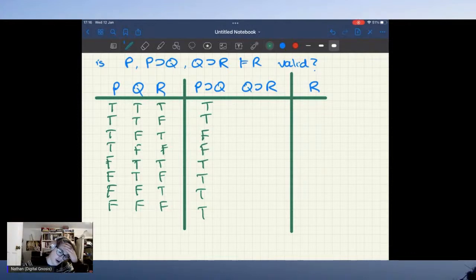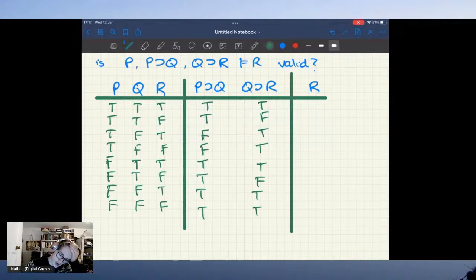Now let's look at Q then R. True, true. Well, that's going to be true. That's going to be false because it's true, then false. False, then true. False antecedent on both of these. So they're both true. True, then true. That's going to come out as true. True, then false. That's going to come out as false. False, then true, and false, then false. So both of these are true. And you can see why, because they have false antecedents.